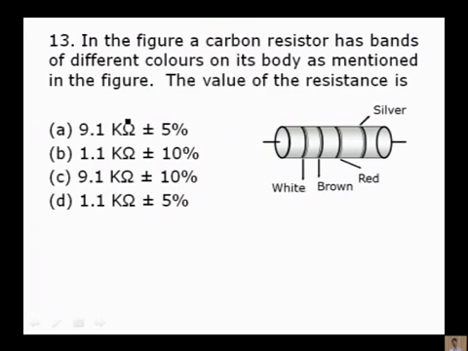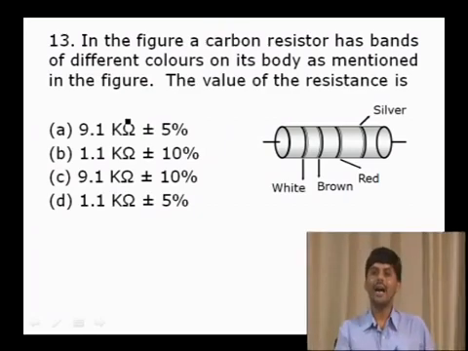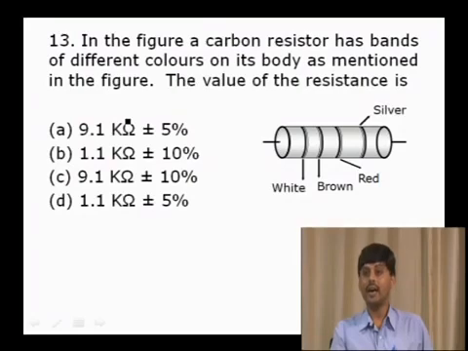Question number 13. In the figure, a carbon resistor has bands of different colors on its body as mentioned in the figure. The value of the resistance is: option A, 9.1 kilo ohm plus or minus 5%; option B, 1.1 kilo ohm plus or minus 10%; option C, 9.1 kilo ohm plus or minus 10%; option D, 1.1 kilo ohm plus or minus 5%.